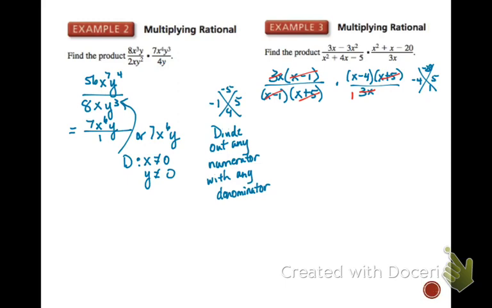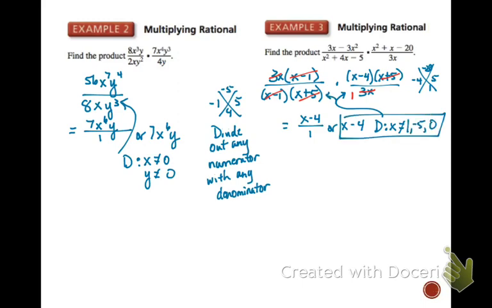So I'm looking for a numerator to divide out with a denominator. So what I have left is just x minus 4 over 1, and so I can write that as x minus 4. Now for my domain rule, I need to go to the step above my simplified version and make sure that I exclude anything that'll make the denominator expression 0. So 1, -5, and 0 would all do that.